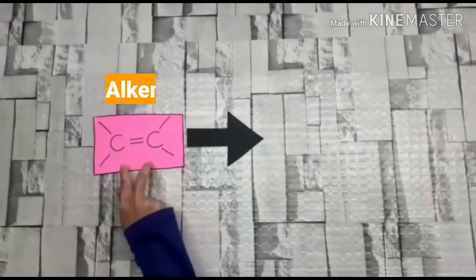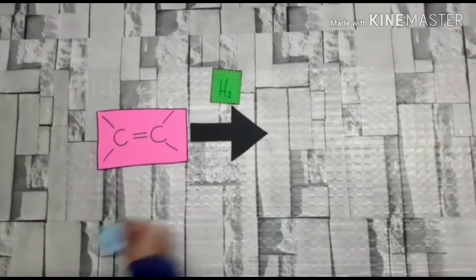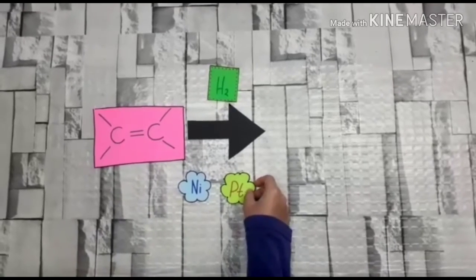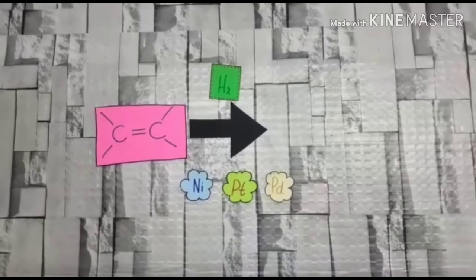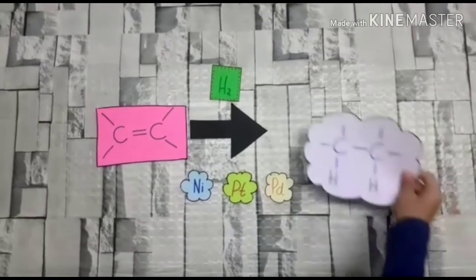When alkene combines with hydrogen gas in the presence of catalysts such as platinum or nickel or palladium, this reaction will produce alkane. So the double bond of the alkene will break down to form alkane.